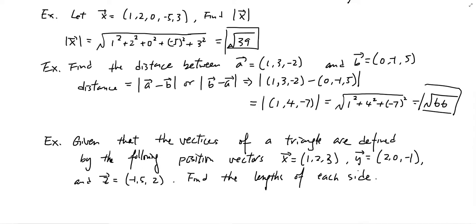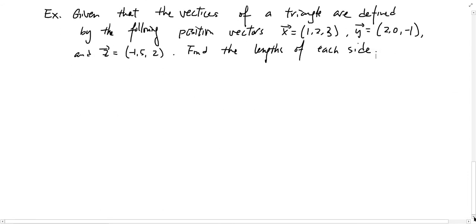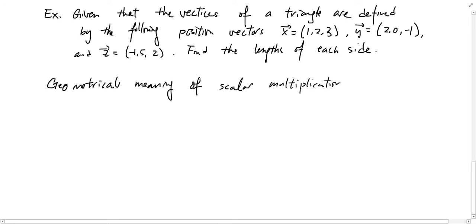All right. The next thing I want to show you is this. Now that we've talked about what happens to vector addition and what it means geometrically, the last thing I want to talk to you about is the geometrical interpretation of scalar multiplication of vectors. So this is basically what it does.